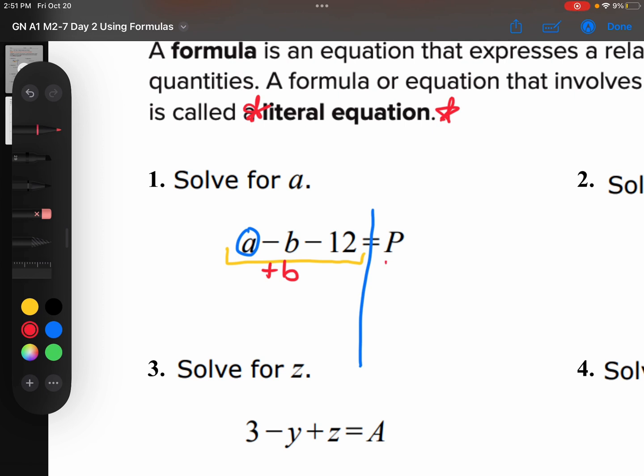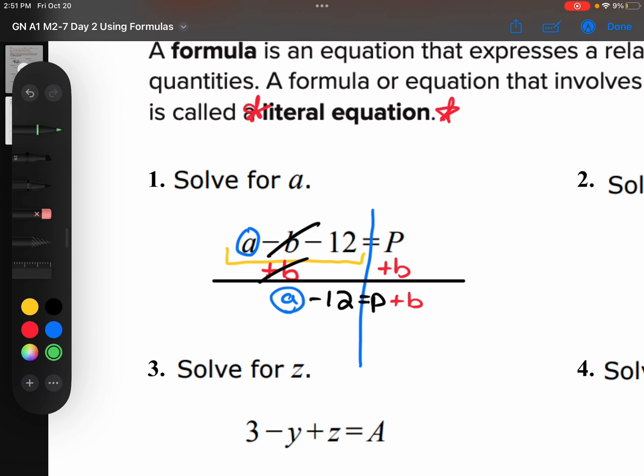If I add b to the left side, I also have to add b to the right side. Since p and b are not like terms, we can't combine them, so we'll just have p plus b, okay? Now b minus b, those are going to cancel out because they're opposites. So then this side is left as a minus 12 equals p plus b.